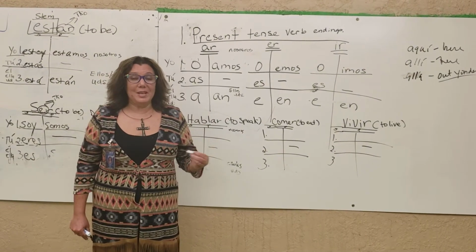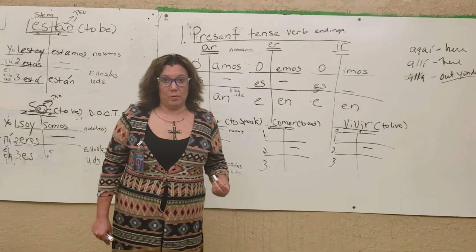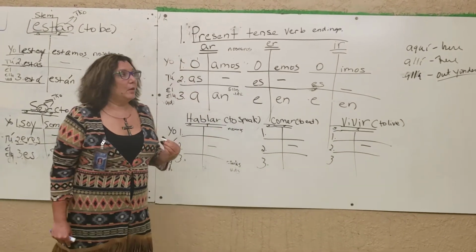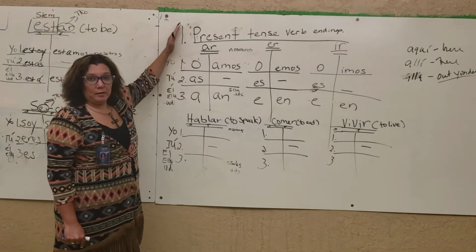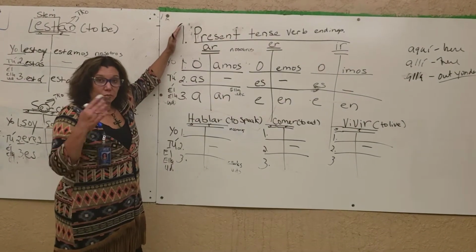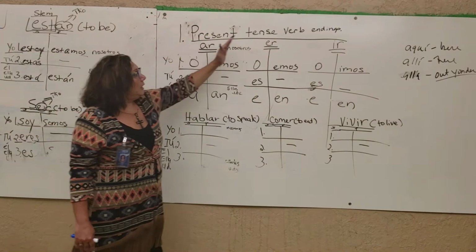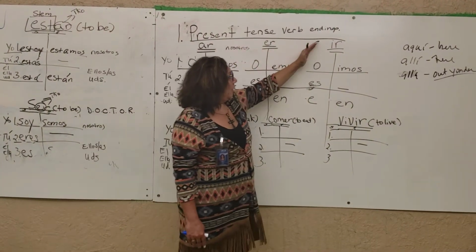The verb is the meat of the Spanish language. It tells you who is doing the action and when they're doing it. So we're going to start with tense number 1, which is present tense. What's going on right now? Like I said, we have AR verbs, ER verbs, and IR verbs.